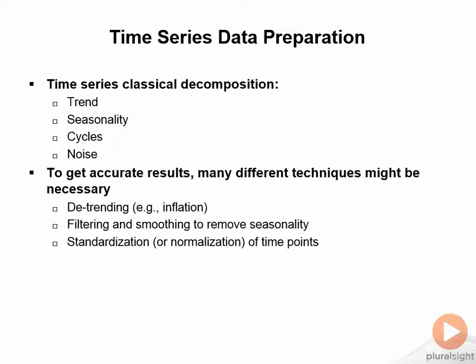So to get accurate results according to your business needs, many different techniques might be necessary. For example, you might want to detrend your time series, for example, to get rid of inflation. Or you can filter and smooth your data to remove seasonality. Also, you might want to standardize or normalize the time points.